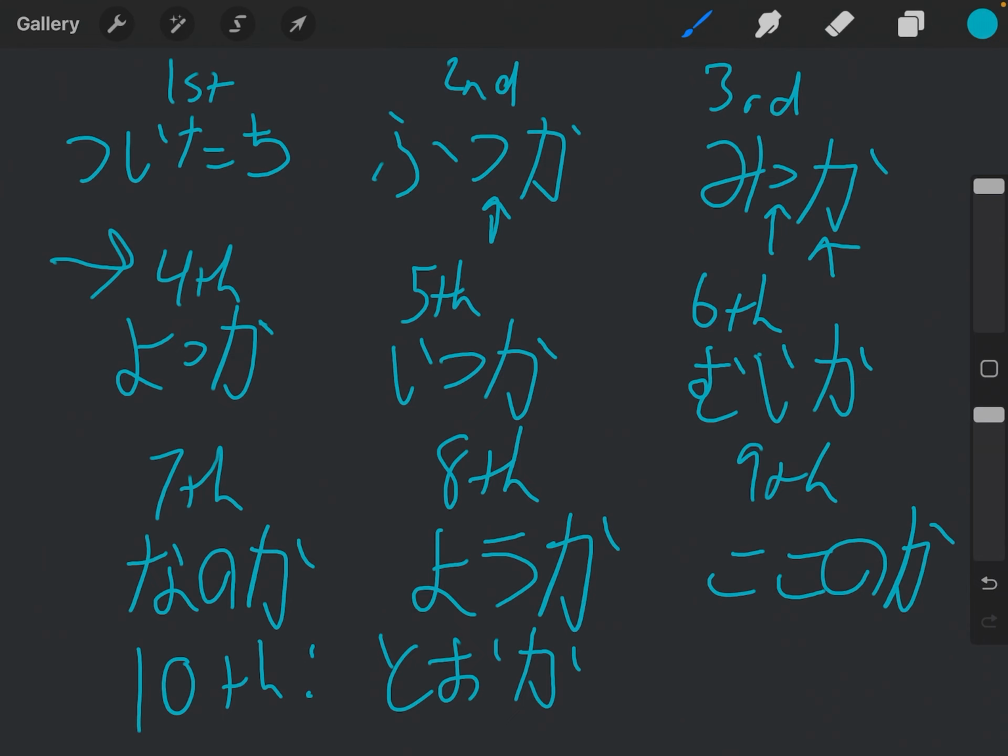The first is 1日, 2日, 3日, 4日, 5日, 6日, 7日, 8日, 9日, 10日, and then the rest are that pattern, the 11 pattern, and then it goes to the 14th, which is 14, and then the 20th, 20, and that's basically it. Now you know how to say every day of the month.